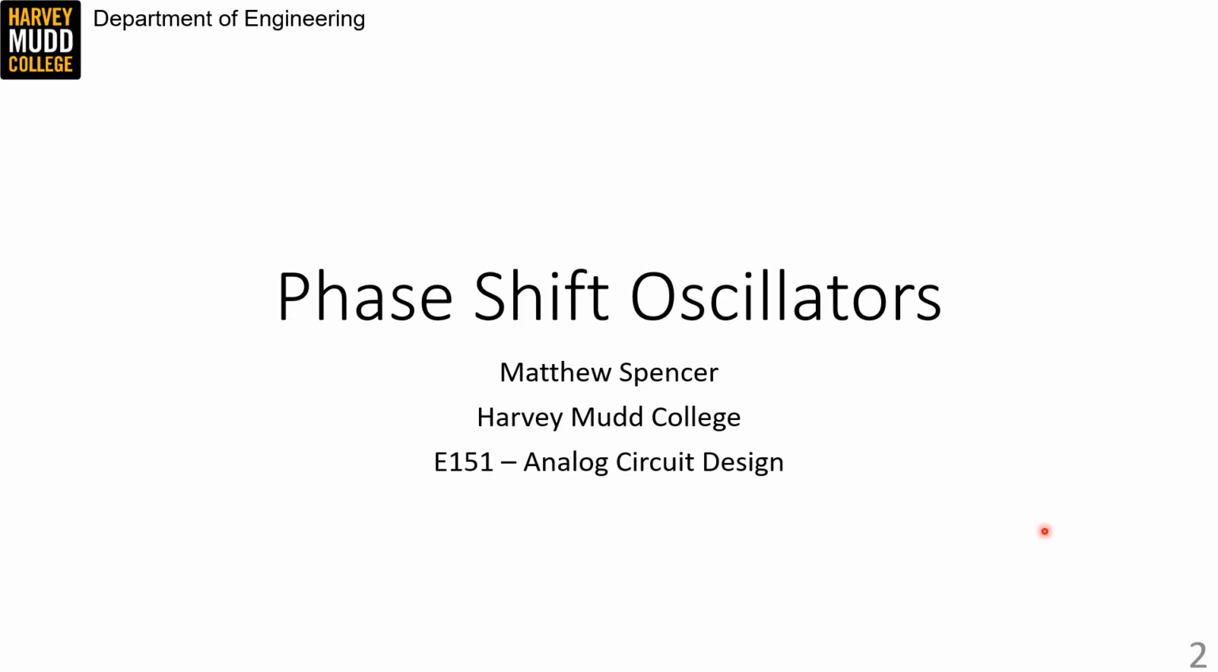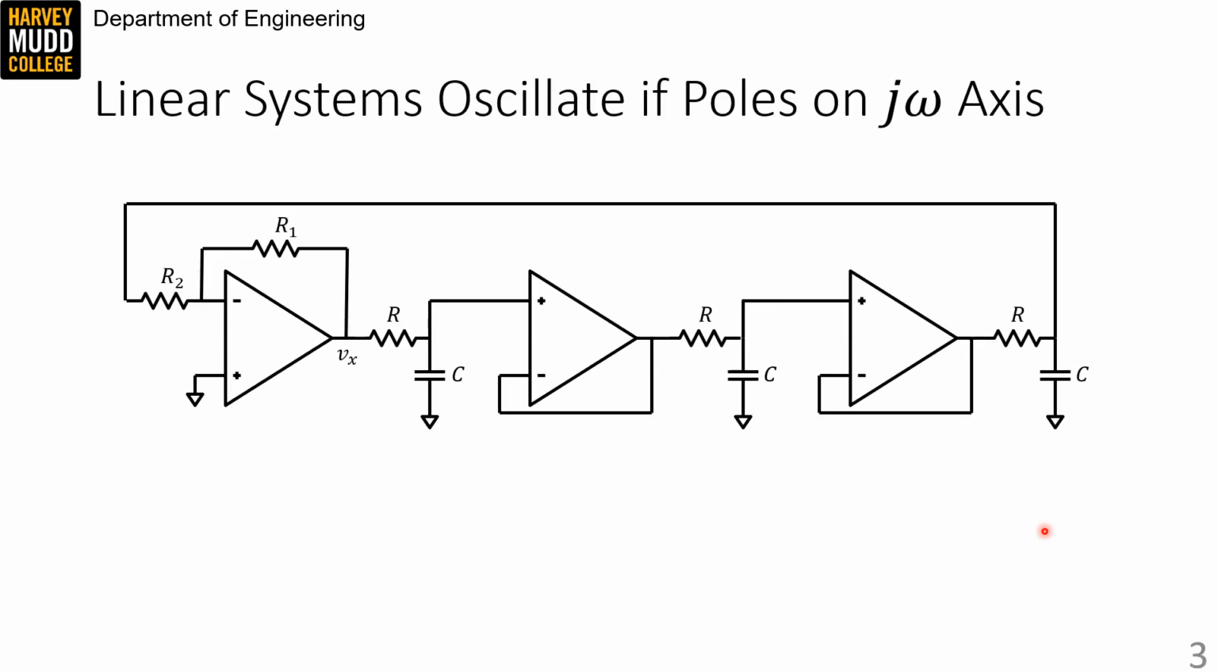In this video we're going to talk about phase shift oscillators, which are oscillators that use a few poles to set their loop gains to -1. We're going to start with a brain teaser.